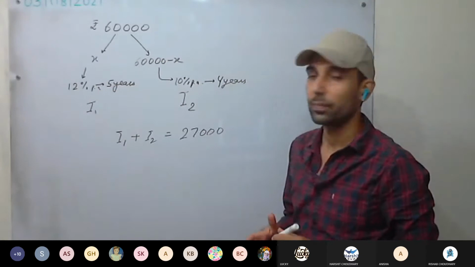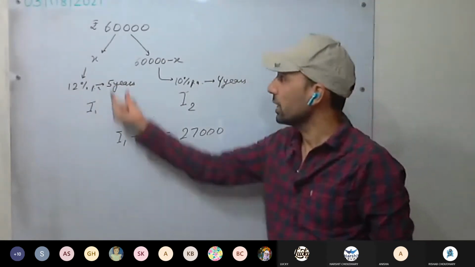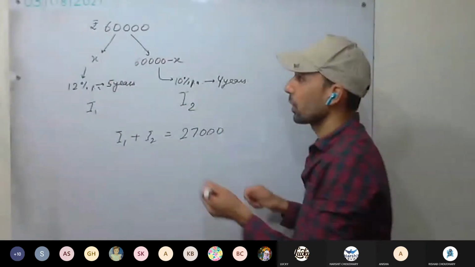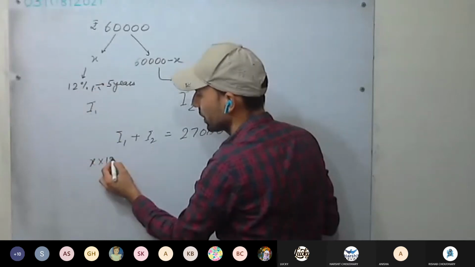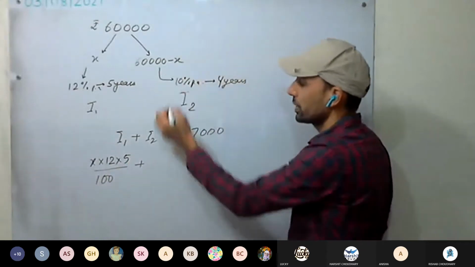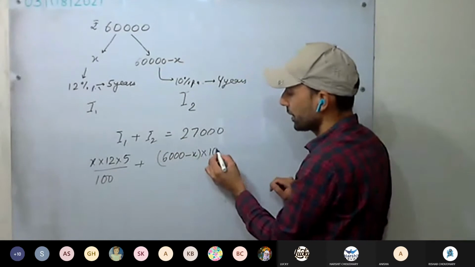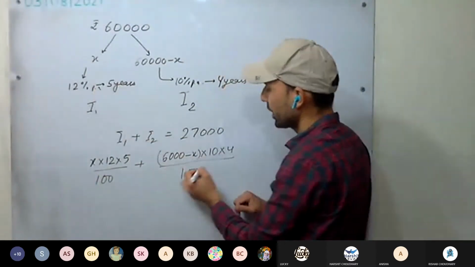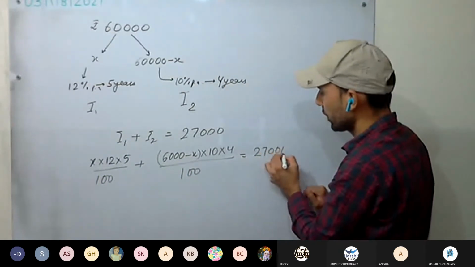So how to calculate now? It is given the sum of the interest, the total interest, I1 interest here, I2 interest here. So we can apply the formula. On X rupees, rate of interest 12%, time 5, divided by 100, plus on the second, 60,000 minus X into 10% into 4 divided by 100. This is the interest on X. This is the interest on 60,000 minus X. And the total is equal to 27,000.